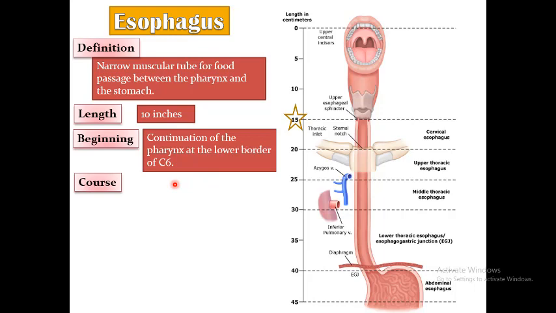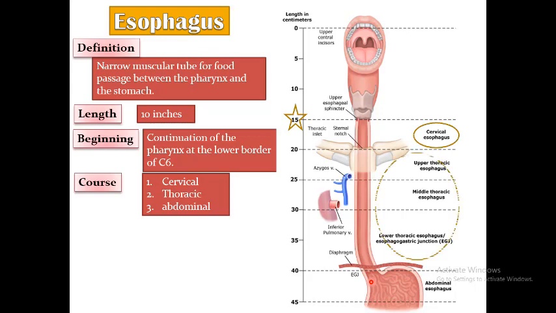What about its course? It runs first above the sternum, I mean in the neck, so this part above the sternum is called the cervical part. Then it runs throughout the thoracic cavity, the thoracic part. Then it pierces the diaphragm to run for a short distance in the abdomen, the abdominal part. So it has cervical, thoracic, and abdominal parts.